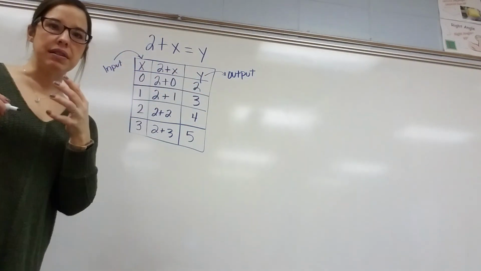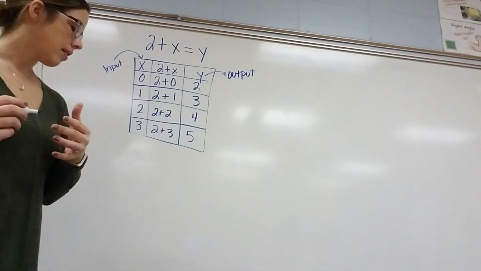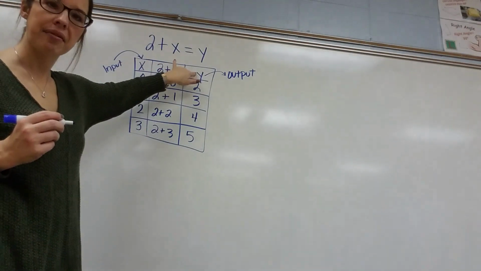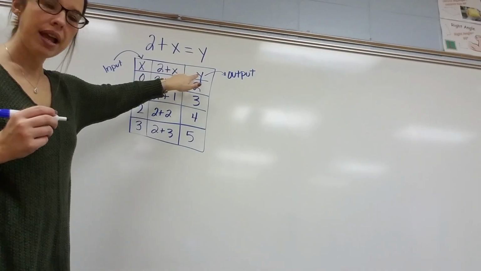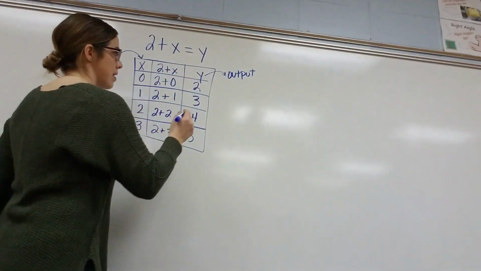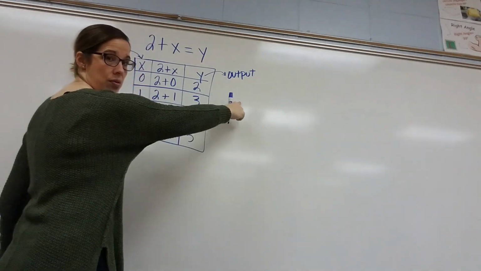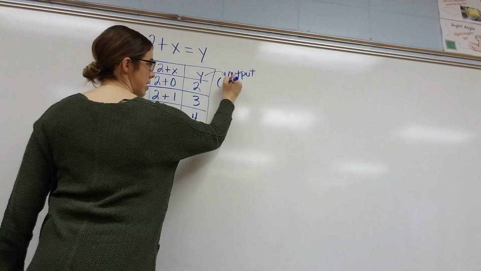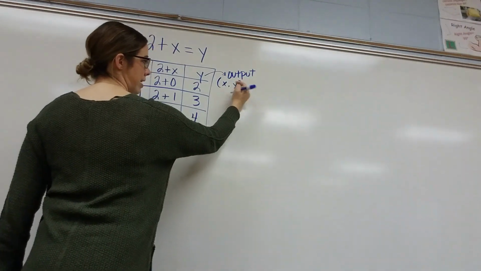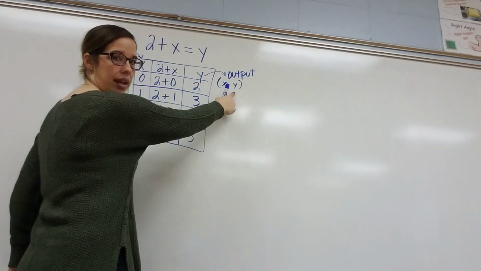Now, if you think about when we were doing coordinate planes, we have an x and a y there, for our ordered pairs. We have our x coordinate and our y coordinate. So if you want to write these as an ordered pair off to the side, we know an ordered pair is x comma y, our x coordinate first, then our y coordinate.